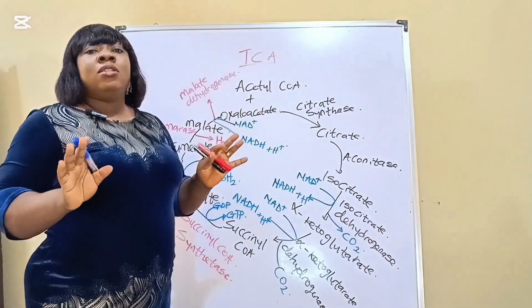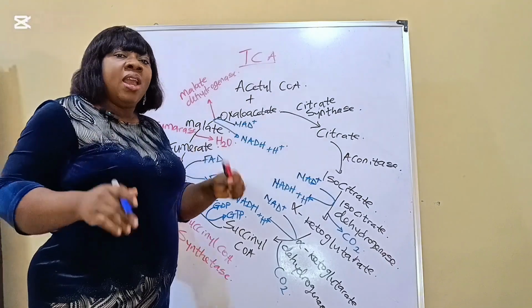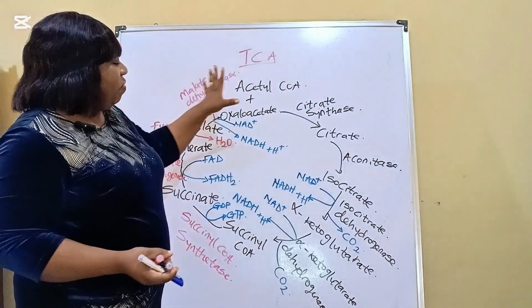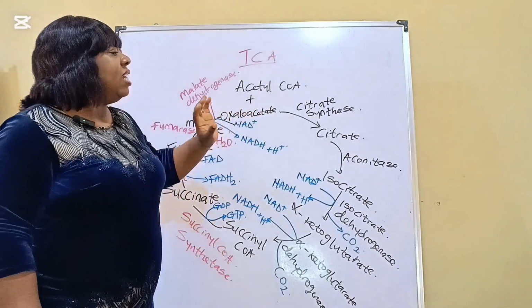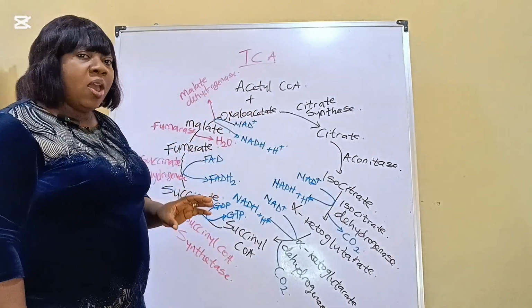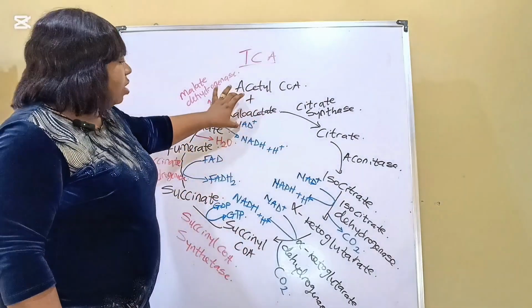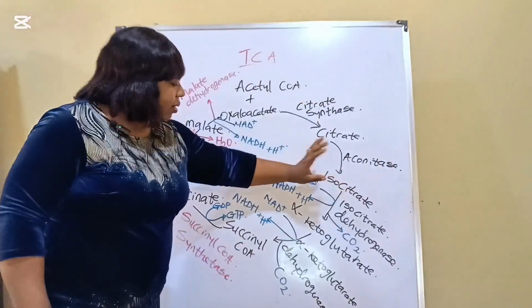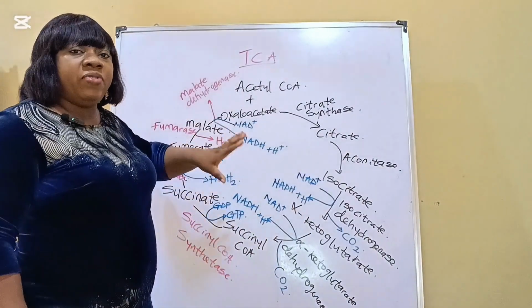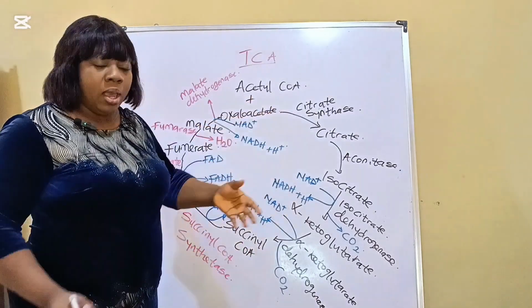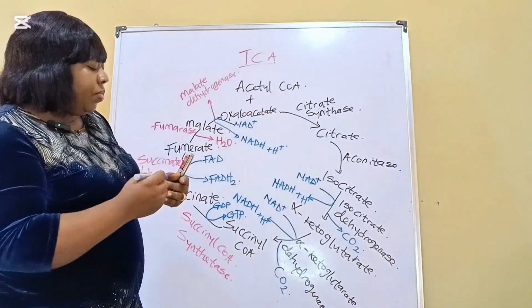Moving on now, let's look at the tricks that you can use to remember everything about this pathway. Let's start with the intermediates of the pathway. What I mean by that is oxaloacetate, citrate, isocitrate, alpha ketoglutarate. Those are the intermediates of this pathway. Now let's look at them.